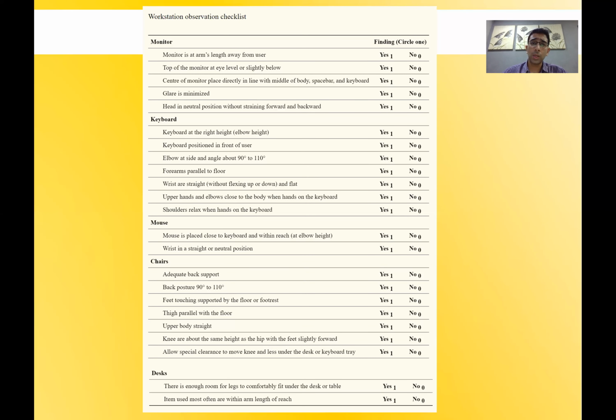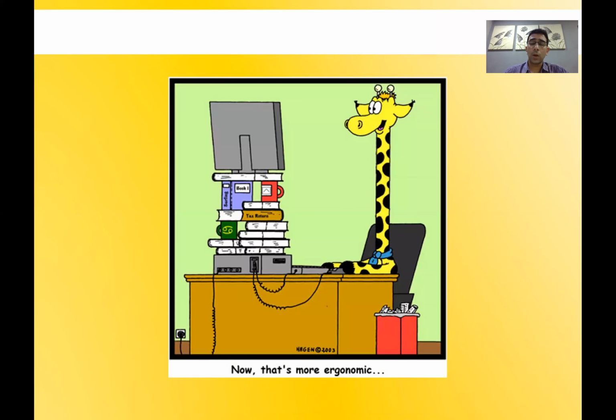Okay, so this is the workstation checklist. Now, as I said, this is just a cute cartoon I found to define ergonomics. You are adjusting your office surroundings to that particular employee. That is, if you have a long neck, you prop up your monitor so that you're reaching your eye level rather than straining your neck down to the level of the monitor.